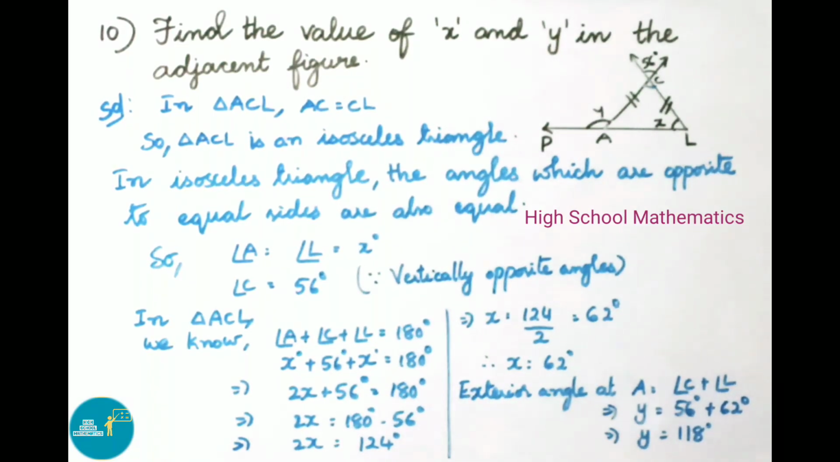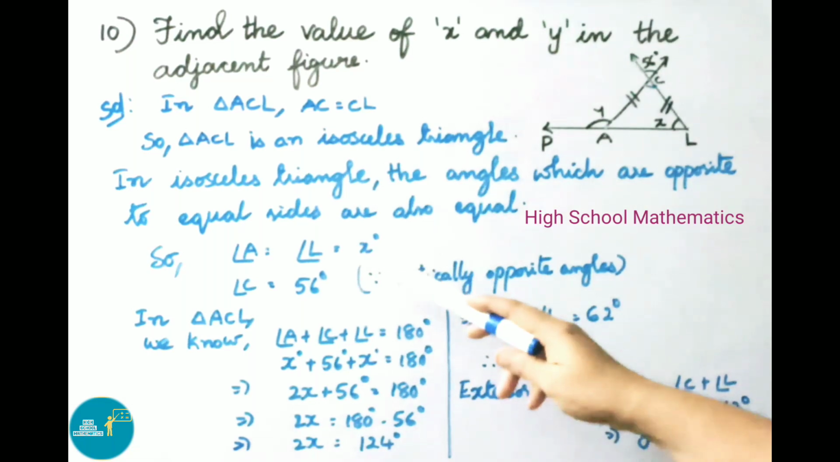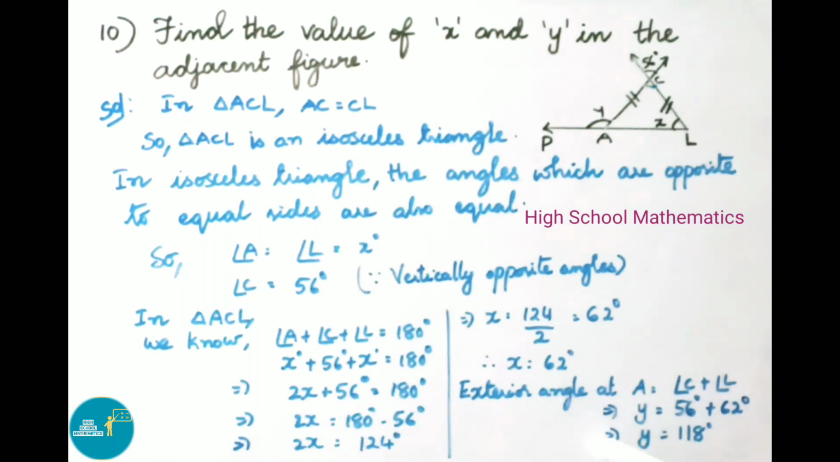We know by exterior angle property, here exterior angle is at angle A, that equals to sum of the interior and opposite angles, that is angle C plus angle L. That implies A means y, that equals to angle C means we got already 56 degrees plus angle L means x, that equals to 62 degrees. That implies y equal to 56 plus 62, that is 118 degrees. Therefore, we got x value as 62 degrees and y value as 118 degrees.